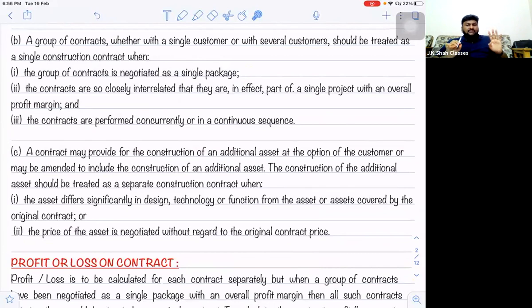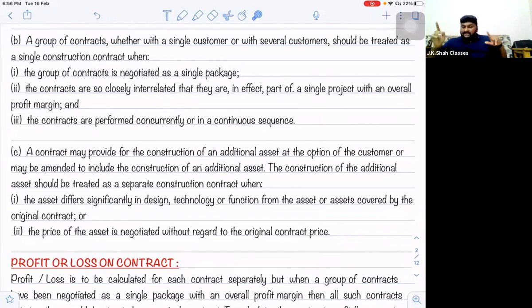See, please understand one thing. Combining means what? You have entered into 4 different contracts. Technically, you have signed 4 different contracts for constructing 4 different assets. Can you combine them together and account them as one single contract? That is the question which is arising.